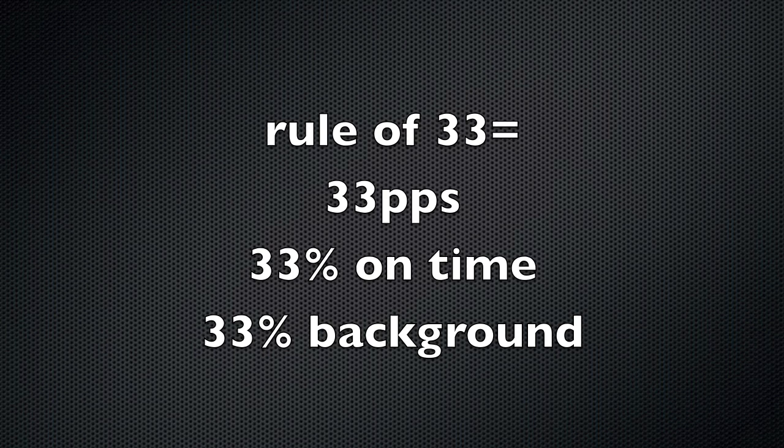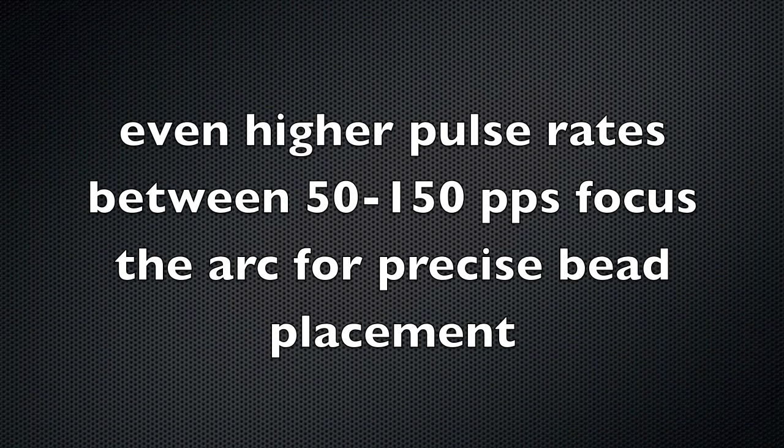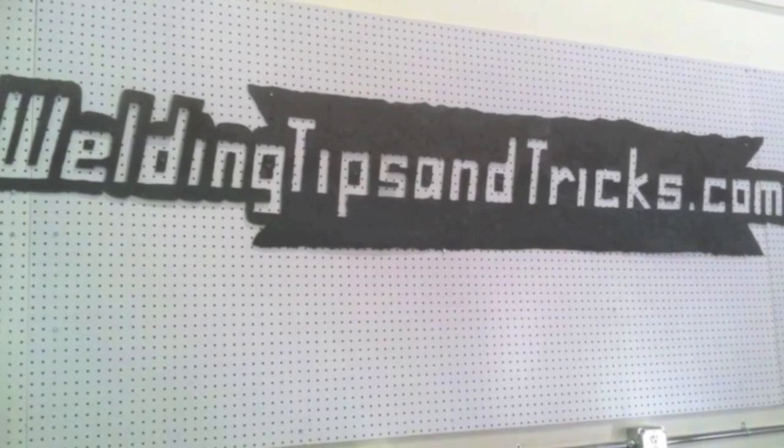Again, rule of 33: 33 pulses a second, 33% on time, 33% background current. There are other numbers that work well too, but it's a really good starting point. Even experimenting with rates of 50 to 150 pulses per second have a lot of benefit. I've seen some benefit on injection molding repair and tool and die repair, things like that.